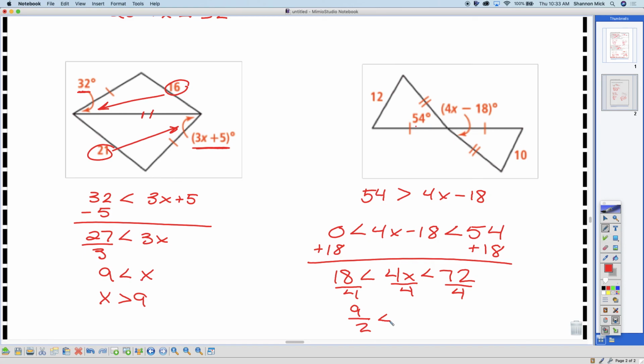I just reduced it. I have 18 and 4, and 2 goes into both of them. That's all I did. So 9 halves is less than x, which is less than 4 goes into 72 eighteen times, so 18. So x is between 9 halves and 18. X is somewhere in that range.